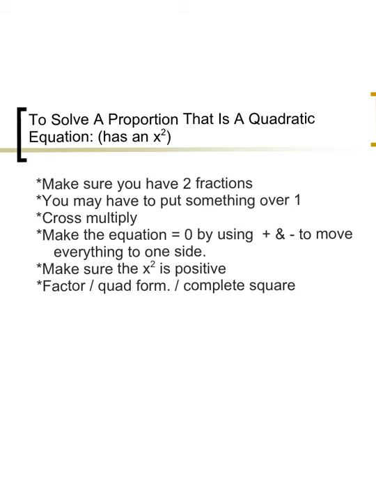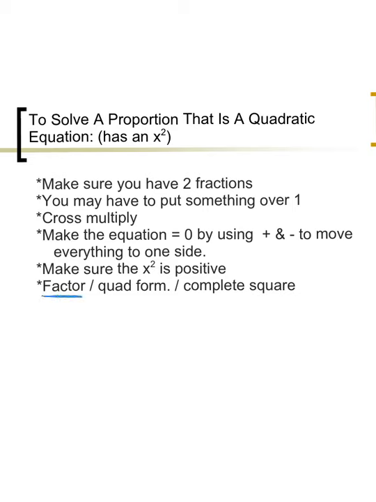So to solve a proportion that is a quadratic equation, meaning it has an x squared, you're going to make sure you have two fractions. You may have to put something over 1 to make sure that you have those two fractions. You're going to cross multiply, then you're going to make the equation equal to 0 by using addition or subtraction to move everything to one side. Make sure when you do that your x squared term is always positive.